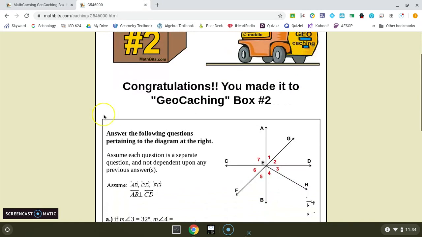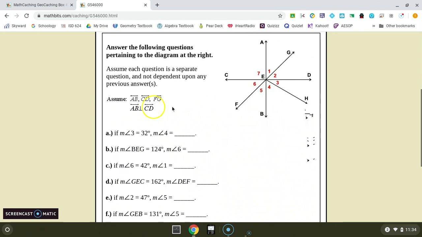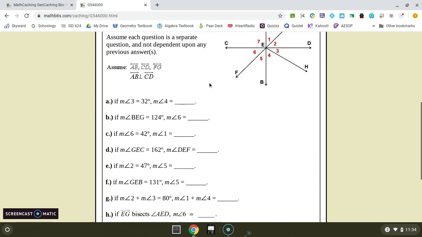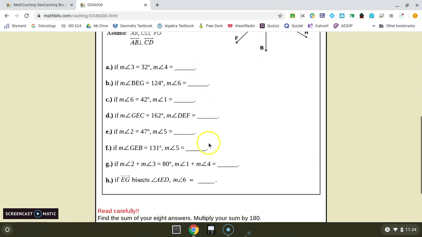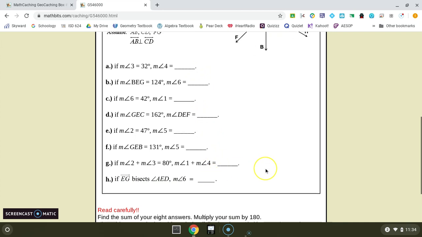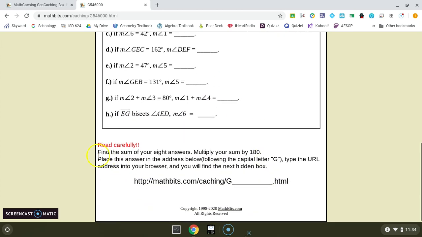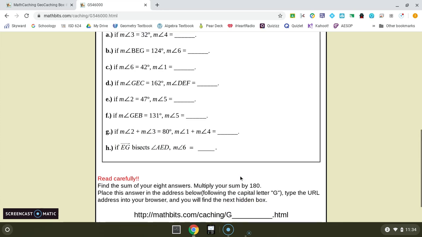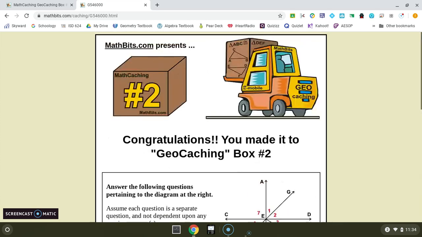Then from here, for number 2, you're going to follow the directions. It's asking you to find all these different measures here, and then it's asking you to find the sum. So you're going to add all of your 8 answers that you got above, and then they want you to multiply that sum by 180. That's what you would replace in this line to bring you to box 3. Again, if you get something wrong, it will tell you and you want to go back and check your work.